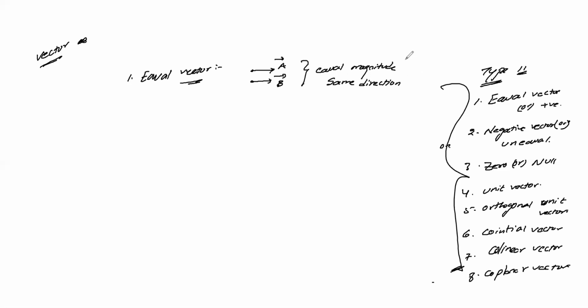So when we specify equal magnitude and same direction like this, we call them equal vectors. They are nothing but same direction, so theta is equal to 0 degrees. So this is nothing but your positive vector.